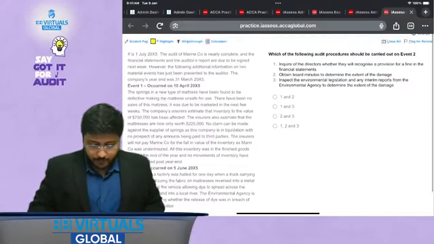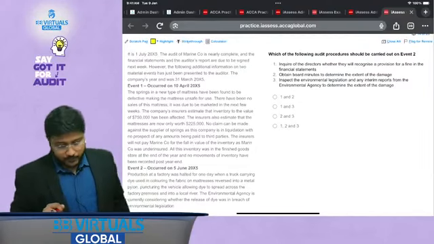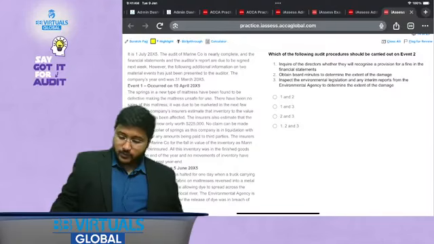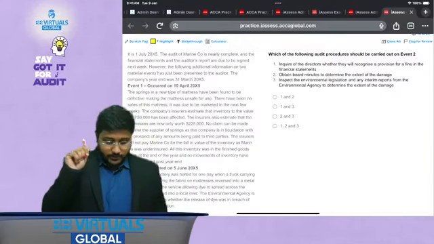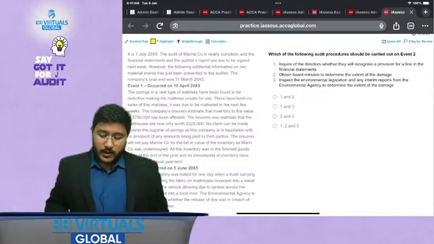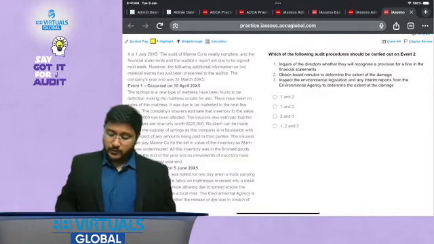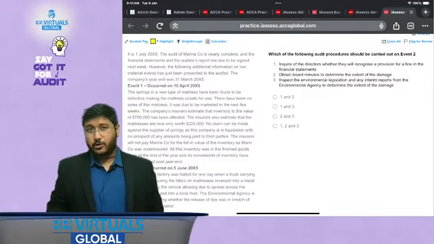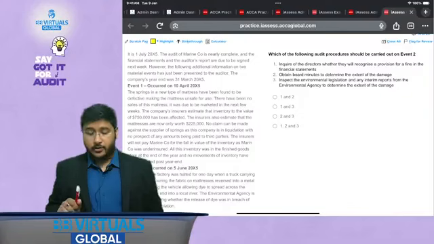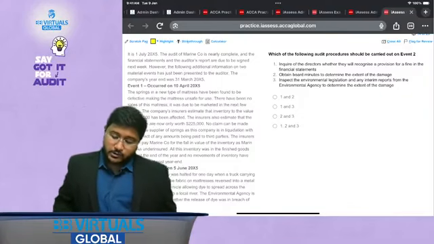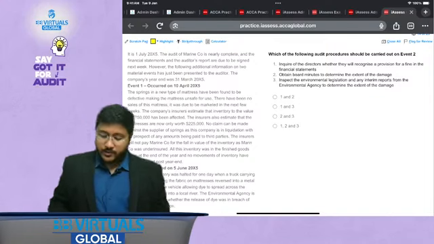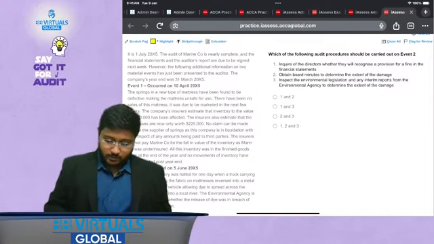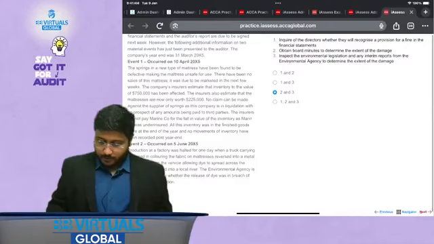Now fourth one. Which of the following audit procedures should be carried out on event 2, that is the truck and the dyeing part. Inquire of the debtors whether they will recognize the provision for a fine in the financial statement. No, this should not be there because this is a non-existing event, not an existing event. Obtain board minutes to determine the extent of the damage. Yes, and inspect the environmental legislation and any interim reports from the environmental agency to determine the extent of the damage. Yes, so 2 and 3 should be the right options.